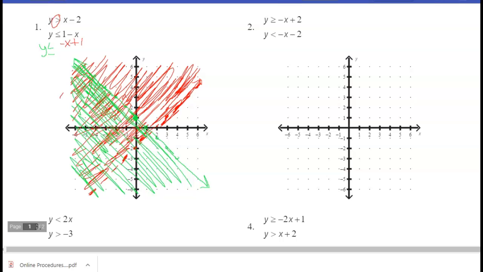So what is our solution? Let me see what other colors we got here. Let's see if this works. Nope, that's not going to work. Where's our solution? That's not the solution there because that only satisfies the first equation. This is not the solution because this area right here only satisfies the second equation. But then everything over here works for both. That's where your solution would be.